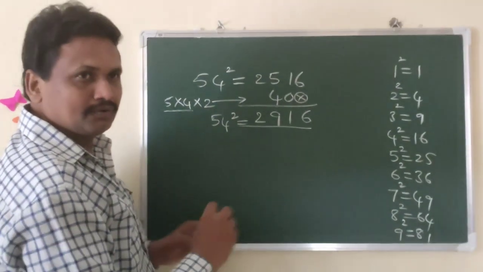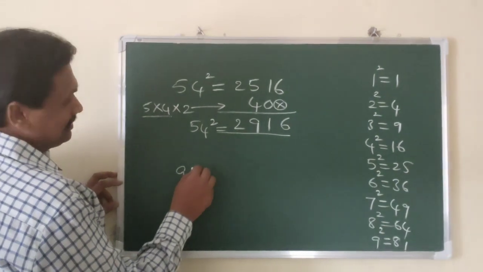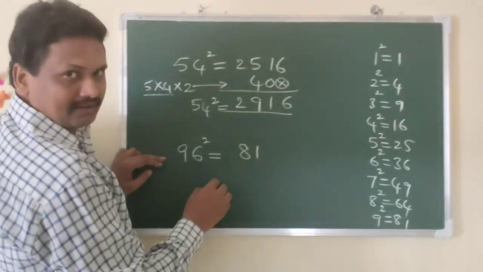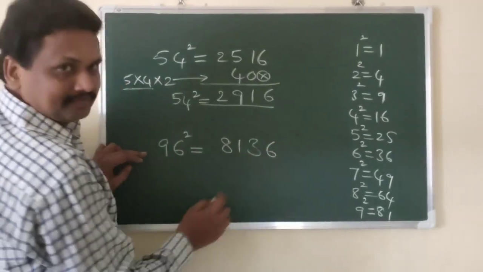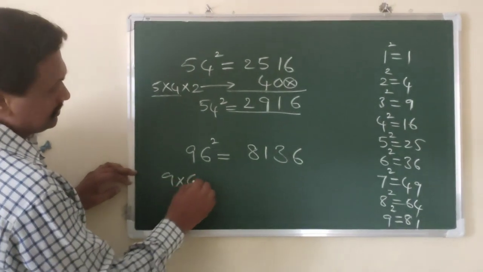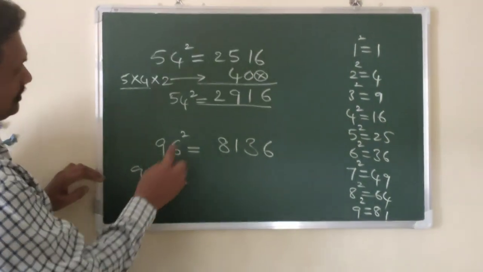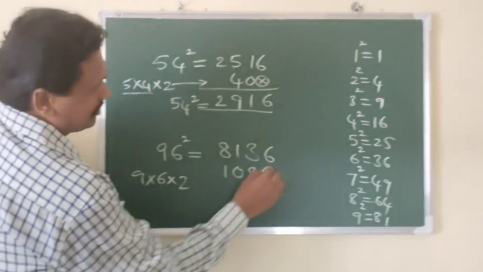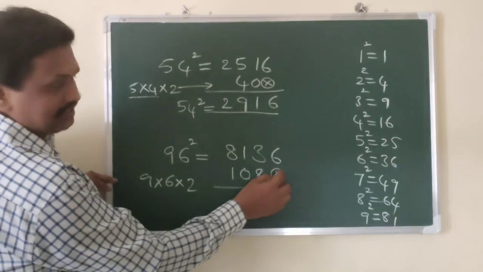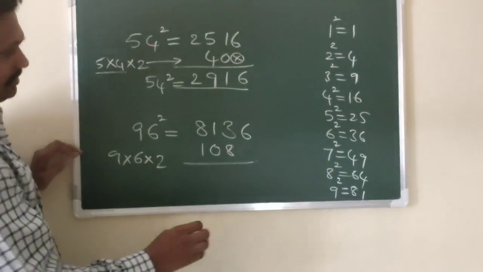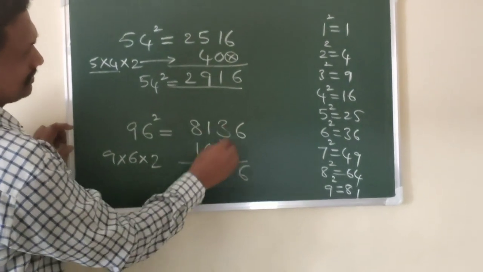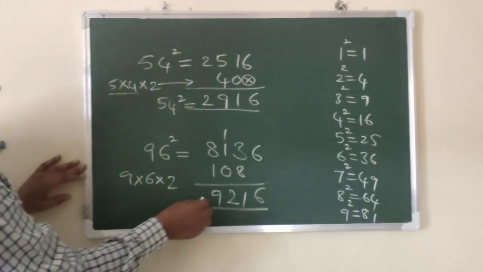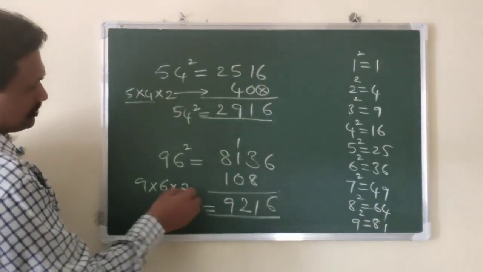Come to one more example. Suppose you want to find 96 square. 9 square is 81, 6 square is 36. After that, 9 into 6 into 2. 2 sixes are 12, 12 nines are 108. Why do I want to leave the last place? For understanding purposes I am writing the into; without the into also you can simply write. Leave it. Now add this 6: 3 plus 8 is 11, 1 plus 1 is 2, 8 plus 1 is 9. That is nothing but 96 square.